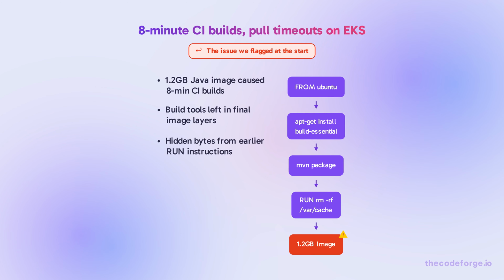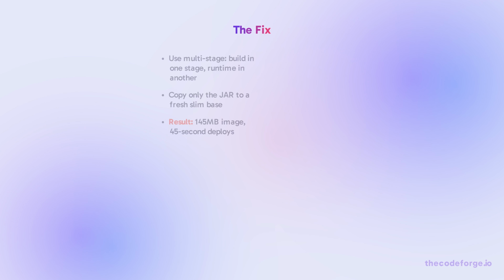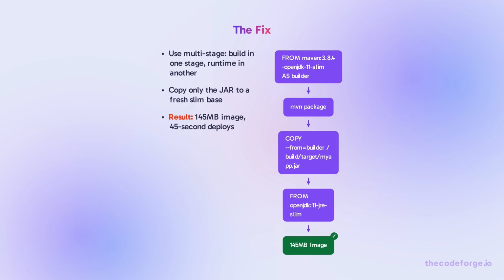This is the same issue we highlighted at the start. Here's exactly why that 1.2 GB image happened. The Dockerfile installed build tools like GCC and Maven, then tried to clean them in a later layer, but the bytes remained in the layer stack. The fix was multi-stage. Build with Maven in one stage, then copy only the jar to a JRE Slim runtime. The image dropped from 1.2 GB to 145 MB, and deploys went from 8 minutes to 45 seconds.